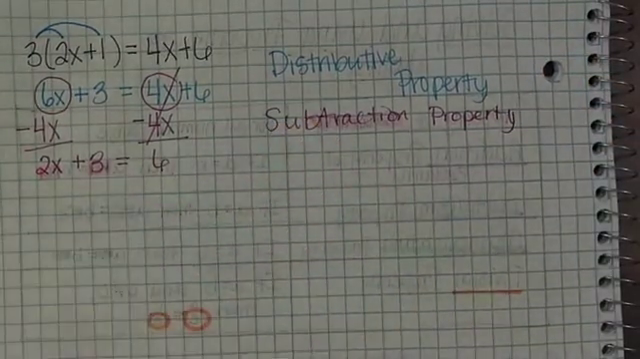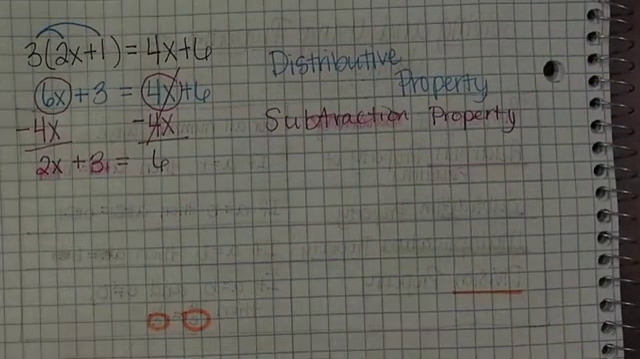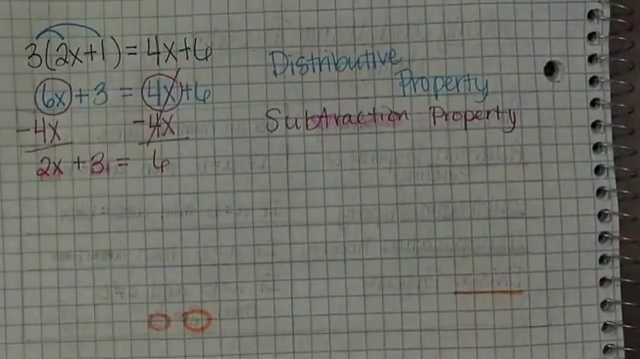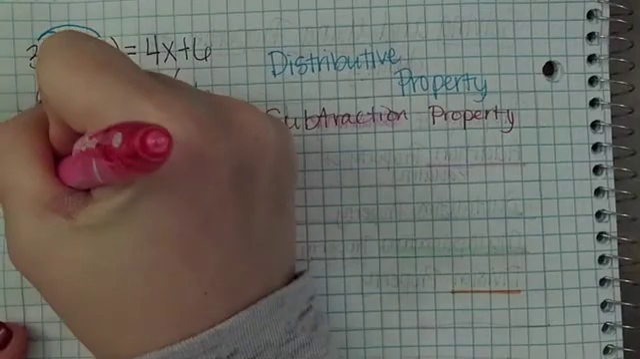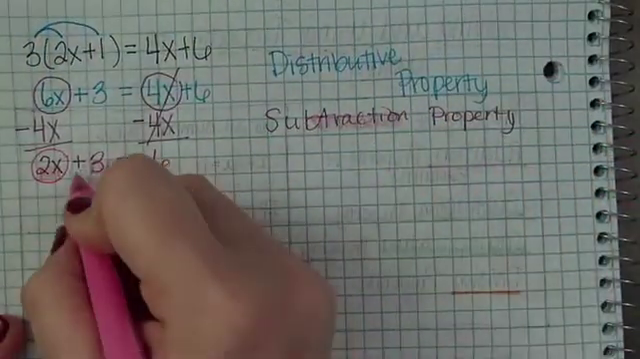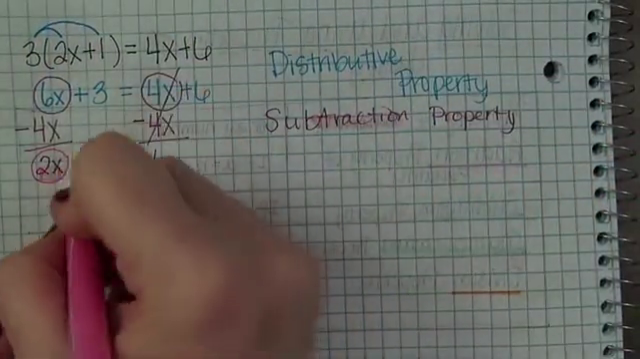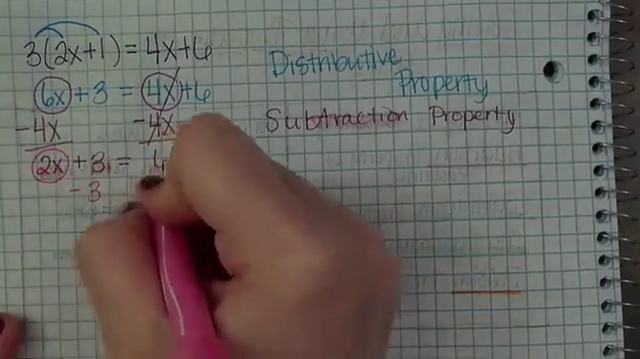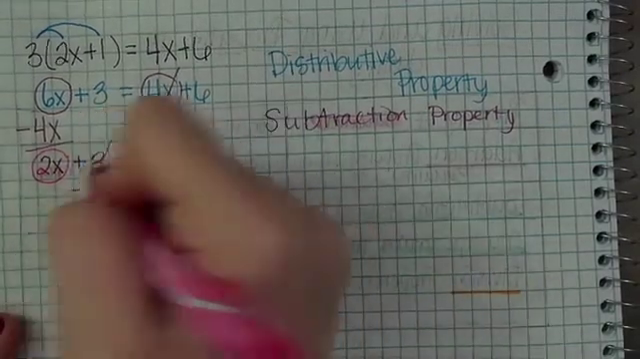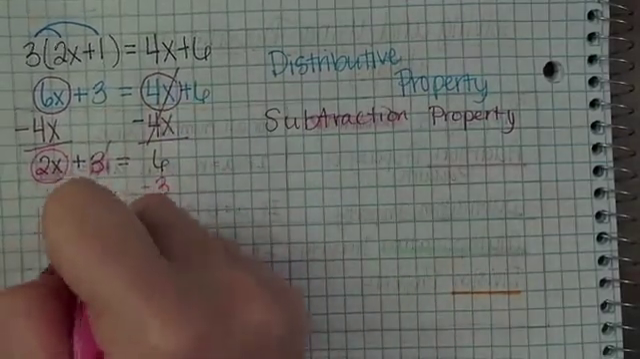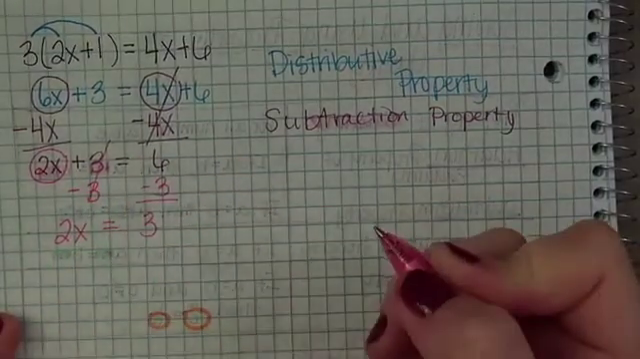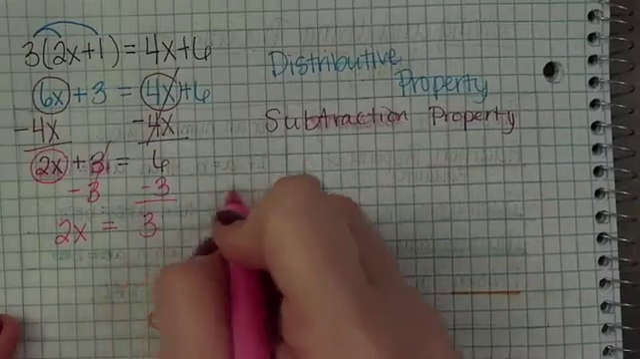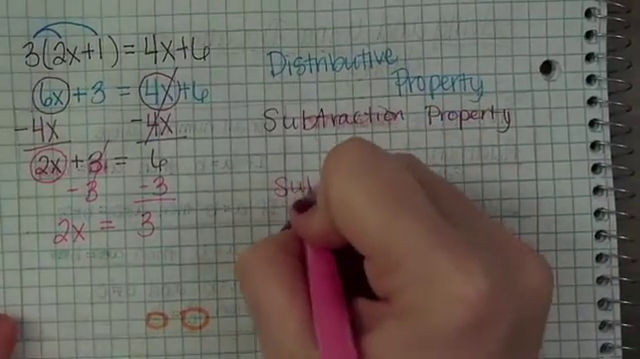Okay, so then continue on the same path. Let me get a different color. So then we have 2x, we have plus 3, so what's the opposite of add 3? You're going to subtract 3, so it would be 2x equals 6 minus 3 is 3. So again, what did we do right here? We did subtraction again.